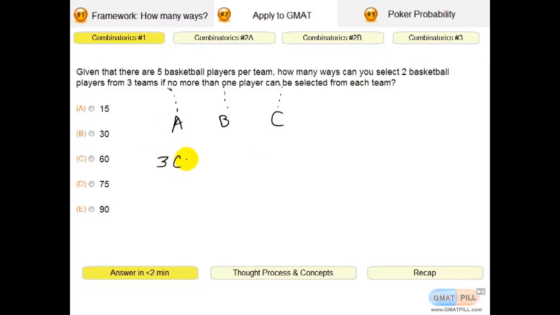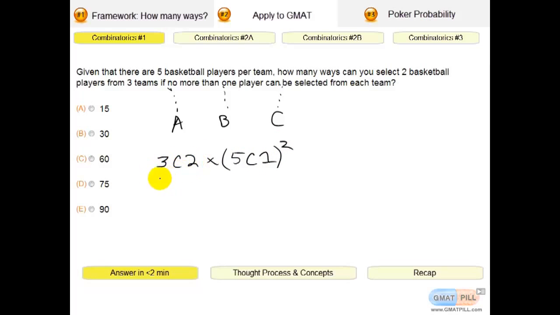So out of 3, you choose 2, and then for each of those selections, you have 5 people to choose from. You choose 1 of them, but since you're choosing 2 players, you do that twice. So that's how you set it up. 3 choose 2 times 5 choose 1 squared.